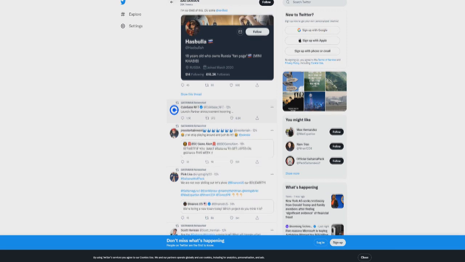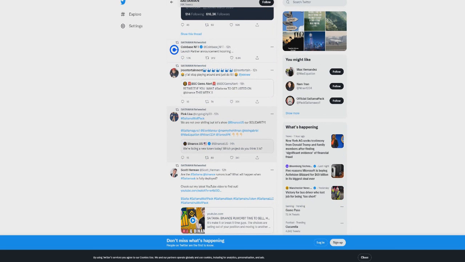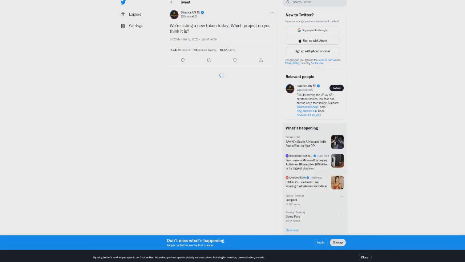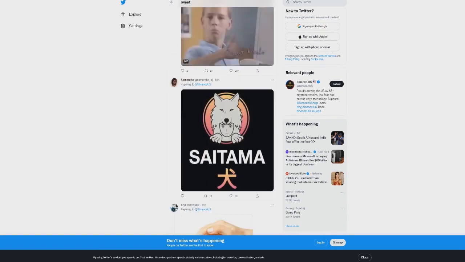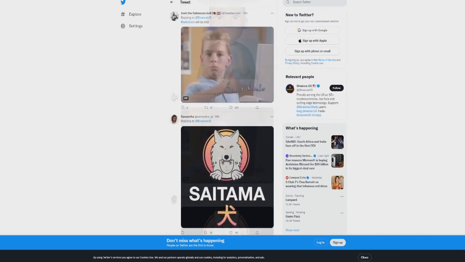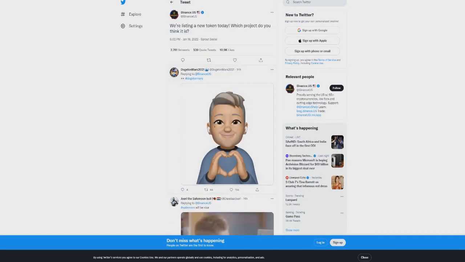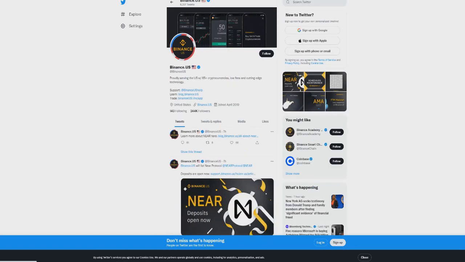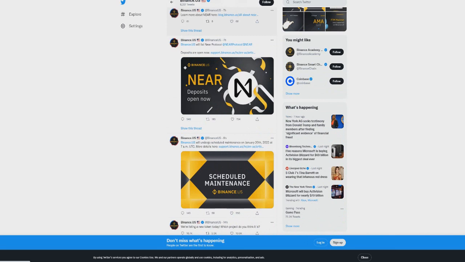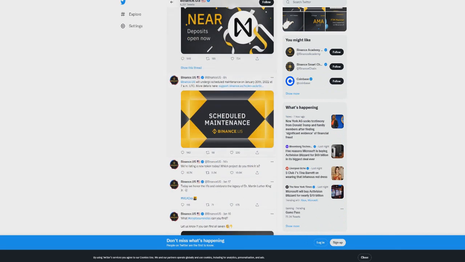And what's also interesting is this, right? Binance tweeted out saying, we're listing a new token today. Which project do you think it is? Just after Saitama came back from San Francisco, US. So all these things are curious, okay? These are all curious things which we will keep you guys updated with as soon as we hear any more. But again, we're going to hopefully find this out very soon.